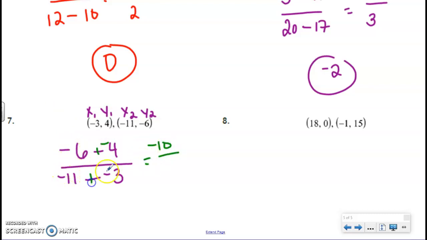And then keep, change, change. Negative 11 plus 3 is negative 8. So remember, when you reduce this, 2 negatives make that a positive. And I can reduce both of those by 2. So negative 10 divided by 2 is negative 5. And negative 8 divided by 2 is negative 4. But 2 negatives would make that a positive 5/4.